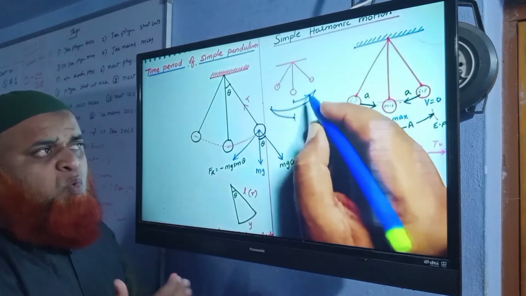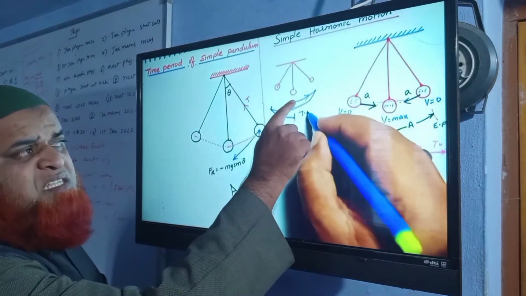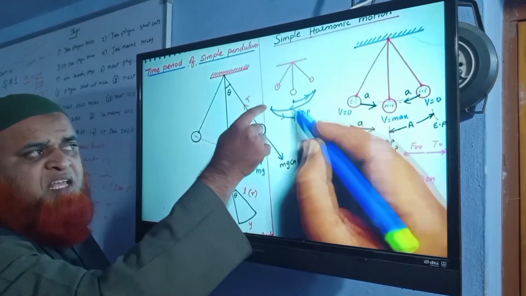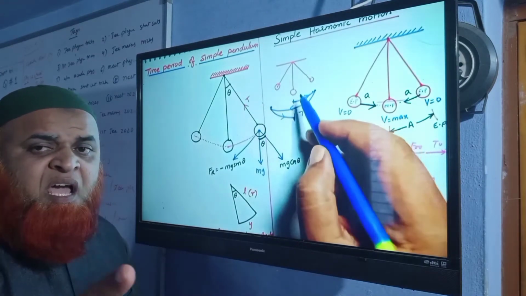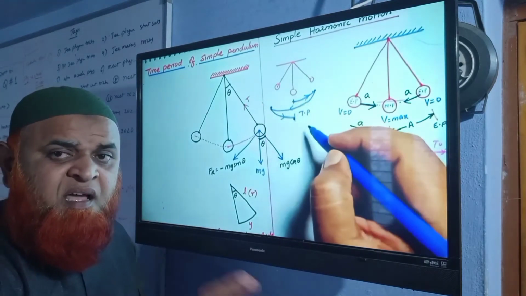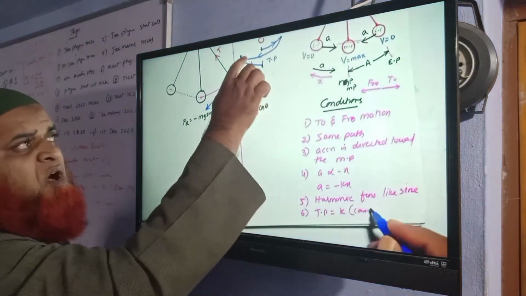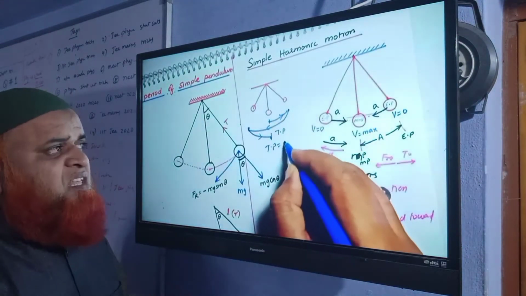Let us discuss the meaning of restoring force. Before that, a complete oscillation starts from the mean position, goes to the extreme position, goes to the other extreme position, and again comes to the mean position. This is one oscillation. The time taken for one oscillation is called the time period.